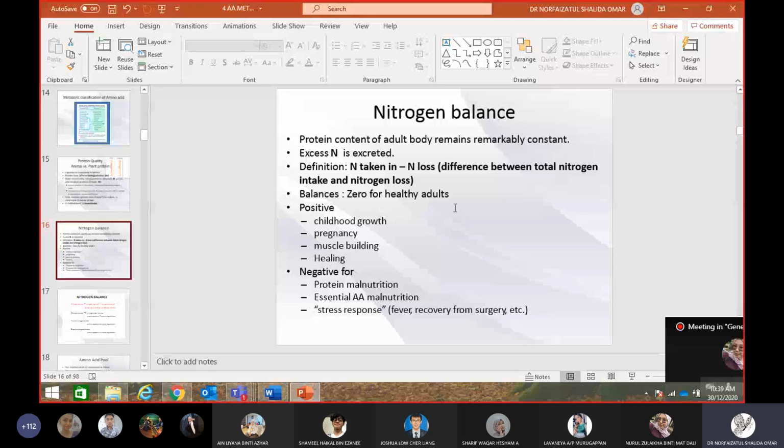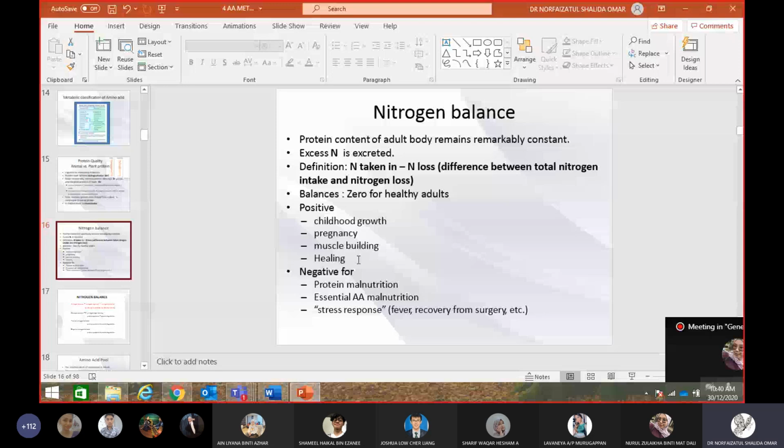Positive, meaning that there's an excess or increase during childhood growth. When there's building or growth occurring, it will have a positive nitrogen balance, so that all these amino acids can be used for protein formation, enzymes, hormones, and all. So it's positive during childhood growth, pregnancy, muscle building, and also during healing. During your healing process, it's also a positive nitrogen balance.